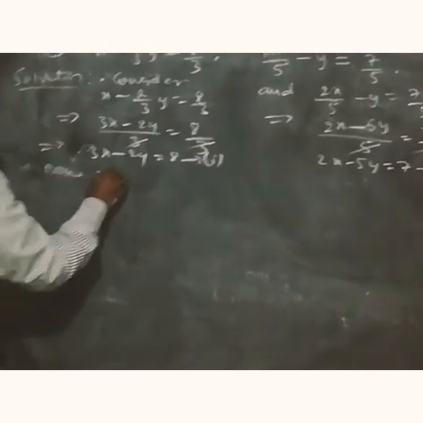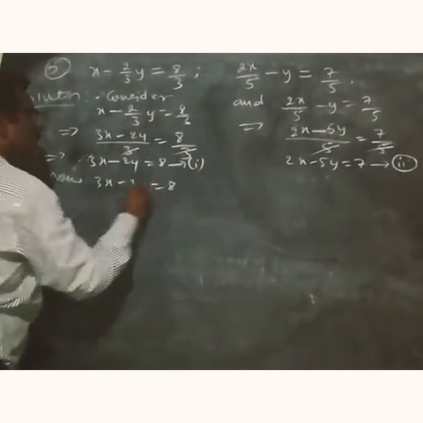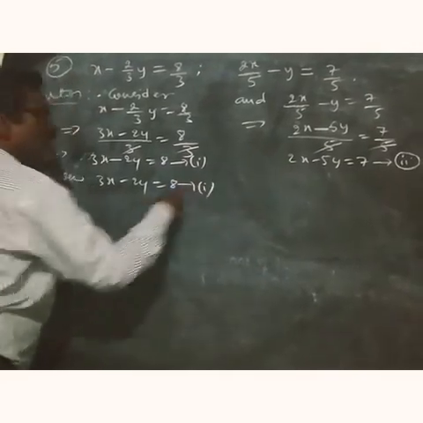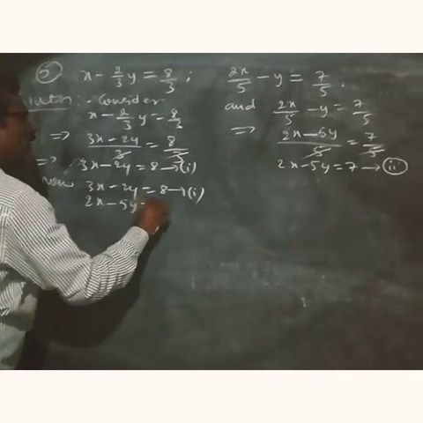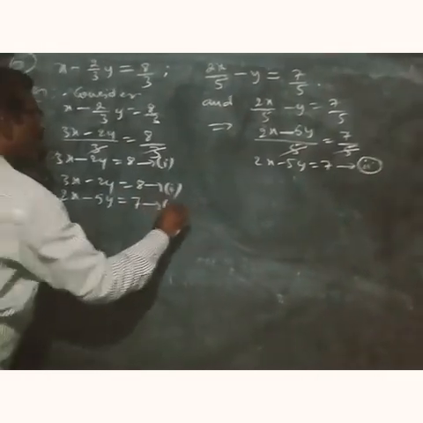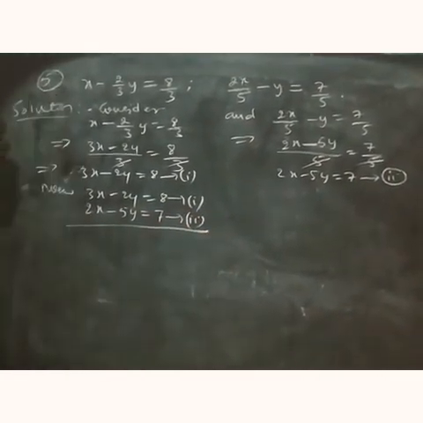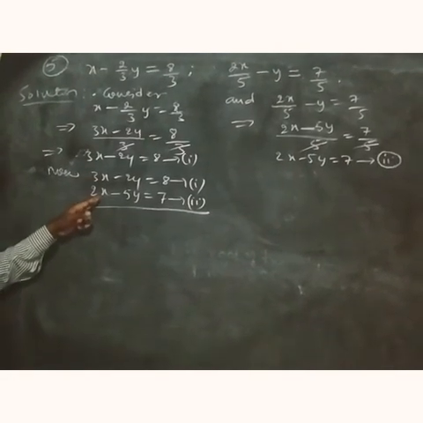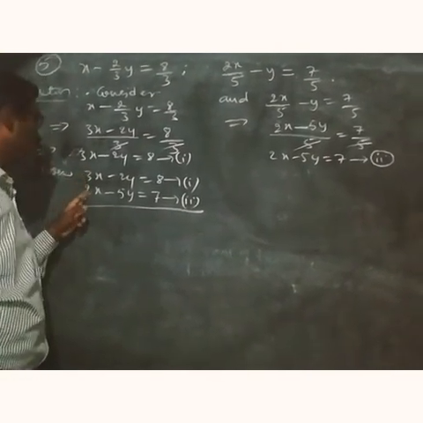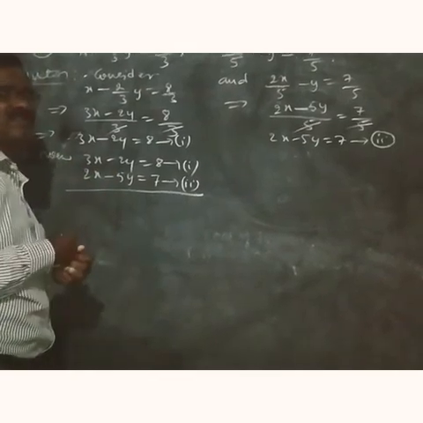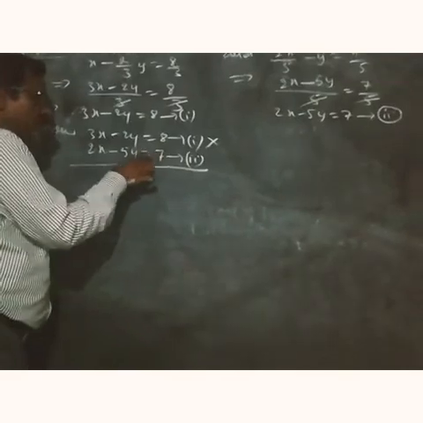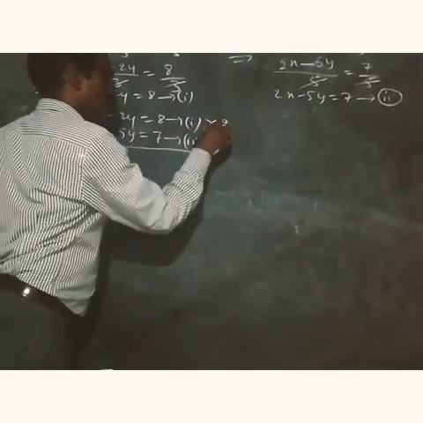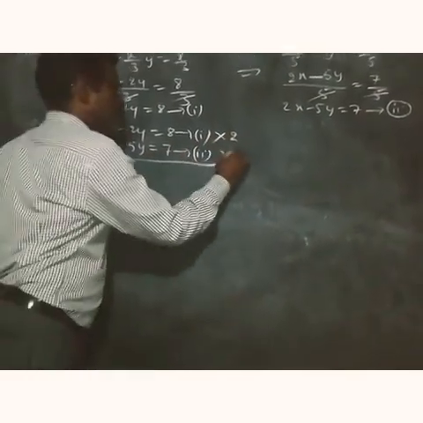Now I will take equations 1 and 2. That is 3x minus 2y is equal to 8, equation 1, and 2x minus 5y is equal to 7, equation 2. Now you see here I want to eliminate x. To eliminate x here, 3 and 2 are the coefficients. You can take cross coefficient cancellation. So equation 1 should be multiplied by 2, and the second equation should be multiplied by 3.